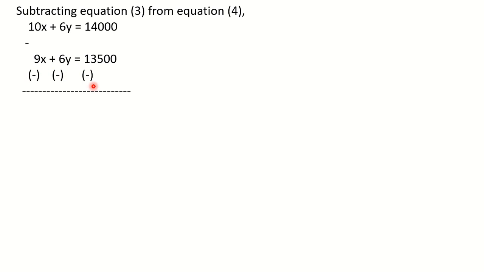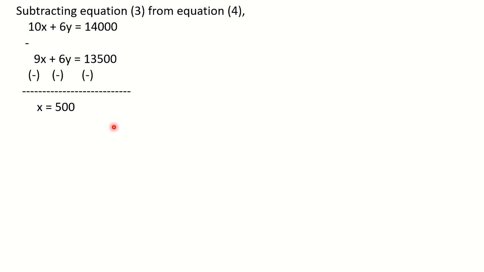Okay. So in this way, after changing the sign, you can see that plus 6y and minus 6y get cancelled. Variable y is eliminated. And here 10x minus 9x. 10 minus 9 is 1. So what are we going to get? x on the LHS. And here 14,000 minus 13,500, so we are going to get 500. So we got the value of variable x. x is equal to 500.